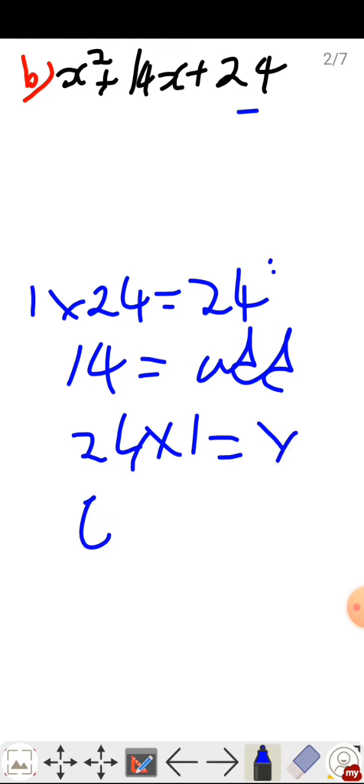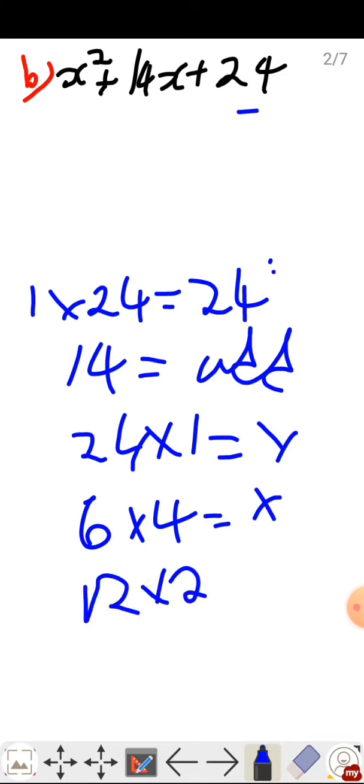Then we have 6 times 4. When you multiply, we get 24. When we add, we get 10. So we're not looking at this. Then we have 12 times 2. Right, when we multiply, we get 24. When we add, we get 14. So these are the numbers we want.